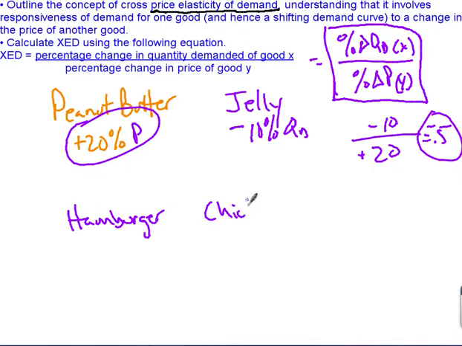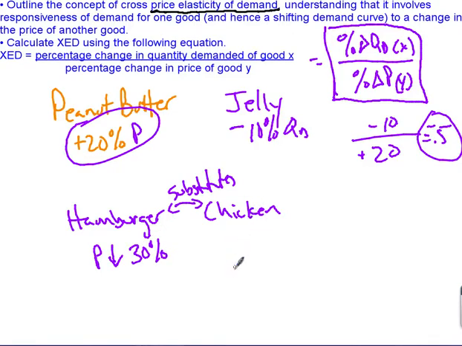Now, what if we had another example and we had, say, hamburger and chicken? We assume that these two goods are substitutes for one another. And so if the price of chicken goes down by 30%, what's going to happen to the quantity demanded of chicken? We can graph this out. This would be a good activity to graph out. There's demand, there's supply, it's quantity and price. We're going to say that the price goes down, and it could either be because the supply went up or the demand went down, but we know we need a lower price.